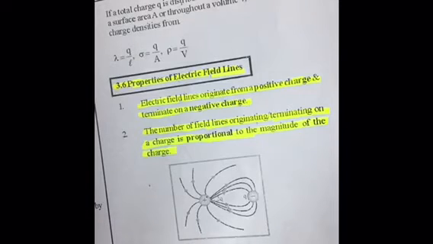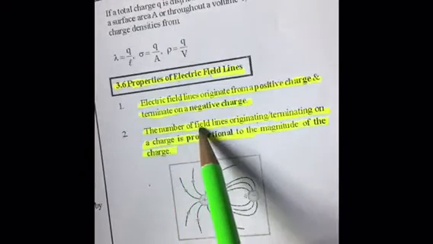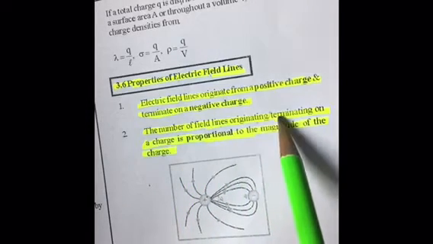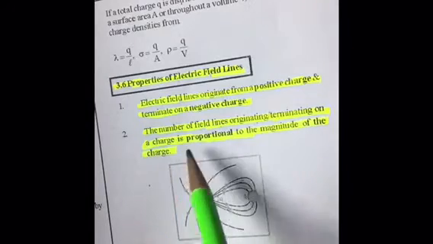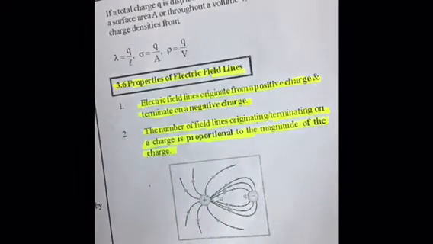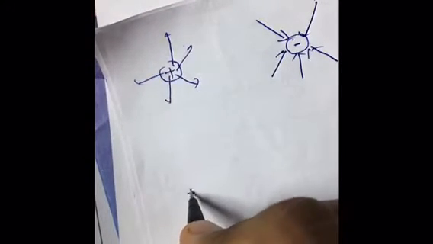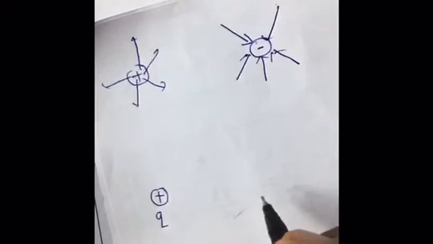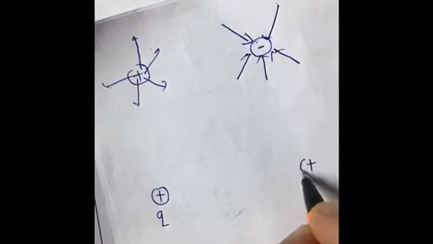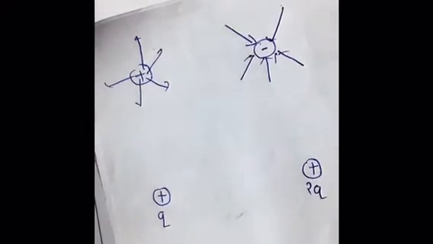Let us see the second property. The second property is that the number of field lines originating or terminating on a charge is proportional to the magnitude of the charge. Okay, what does it mean? I will explain to you. Suppose I have a charge of magnitude q and another charge of magnitude 2q, both positive.